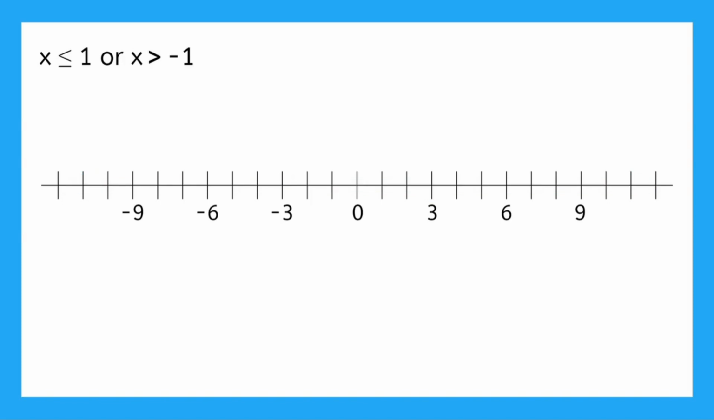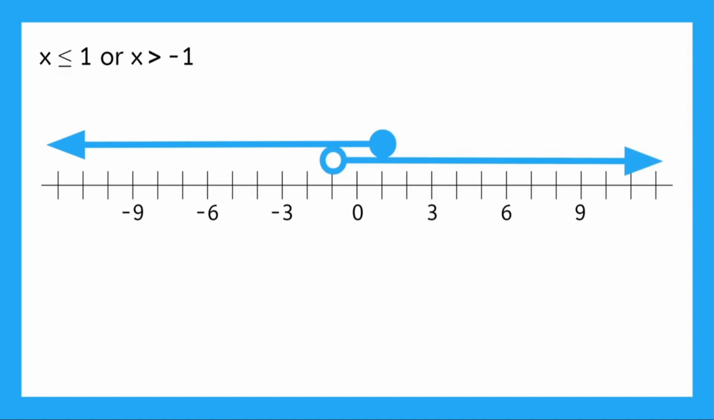So then what happens if the entire number line is covered? That's what will happen on this example. X is either less than or equal to 1 or greater than negative 1. The numbers less than or equal to 1 are here, and here are those that are greater than negative 1. Notice that every single number on the number line is covered by one inequality or the other. There's even some overlap, so some numbers are covered by both.